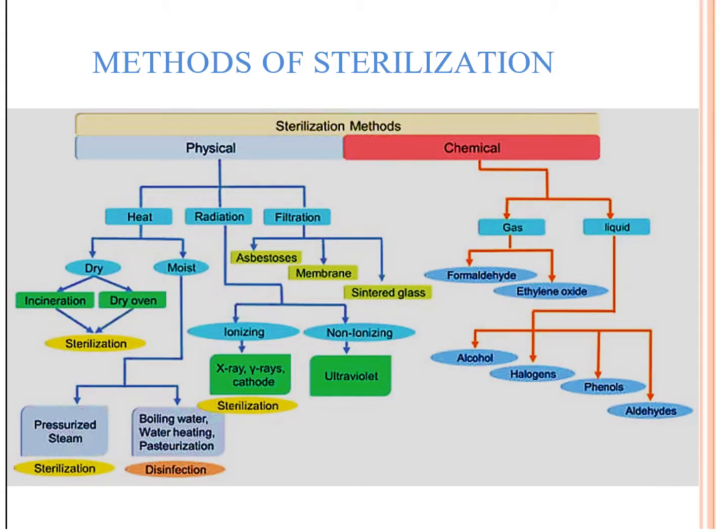Now there are numerous sterilization techniques used in the laboratories, such as physical sterilization techniques and also chemical sterilization techniques. Physical techniques are further categorized as heat sterilization, radiation sterilization and filtration sterilization. In heat sterilization, two methodologies are used, dry heat and moist heat.